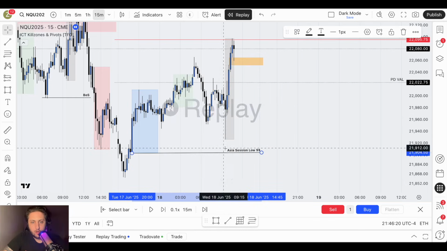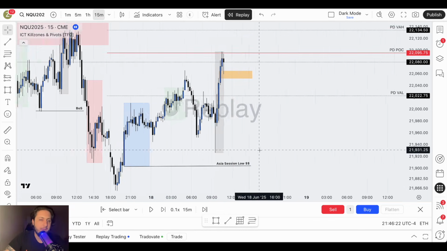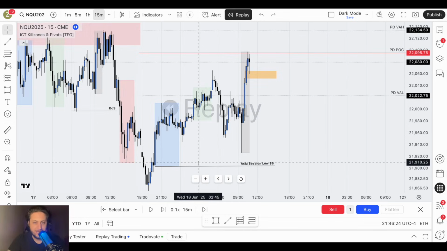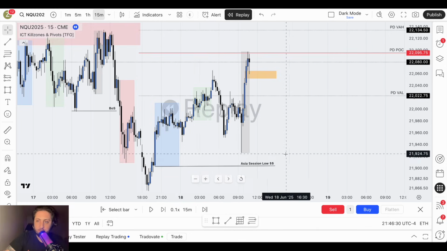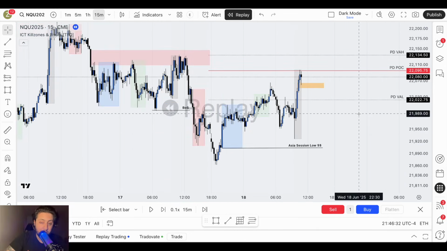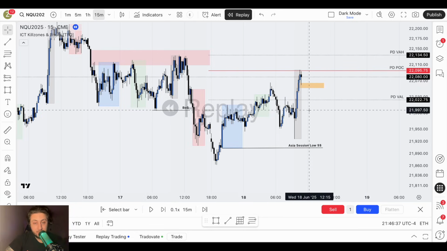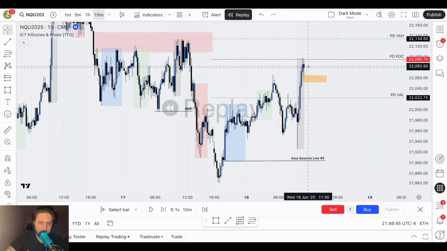So now I have a draw on liquidity down here. Again, I'm not just going to blindly target Asia session low because it's there, but I'm using the confluence that I already have. Number one, zoomed out, we are in a 15-minute downtrend. Number two, we are trading below the previous day's point of control. So I have two strong reasons to lean into a short bias instead of a long bias as long as we stay below this level.